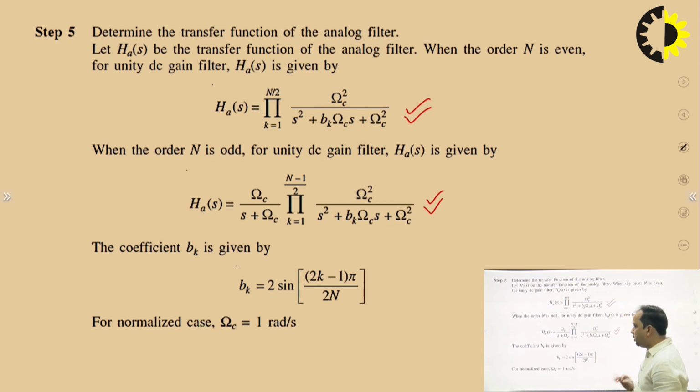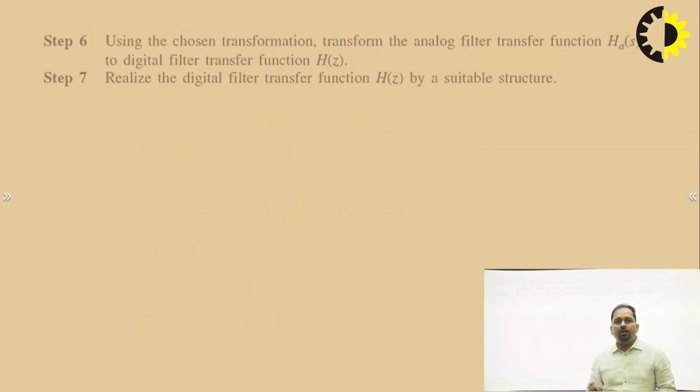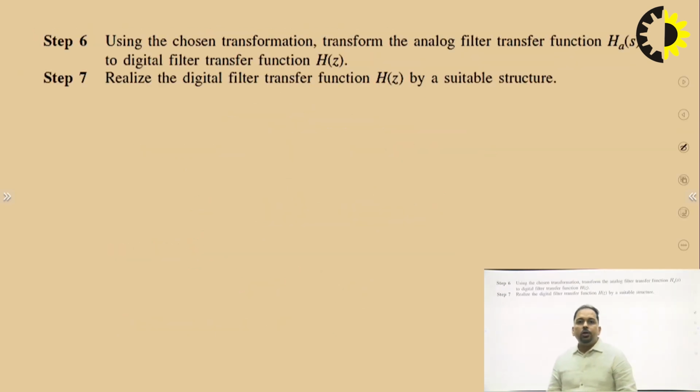It is the correct word. So we'll be able to calculate the value of bk also once we are having the value of n. And for the normalized case, we can see that omega c equals 1, also 1 radian per second. Accordingly, we can write down the transfer function for the normalized Butterworth filter.